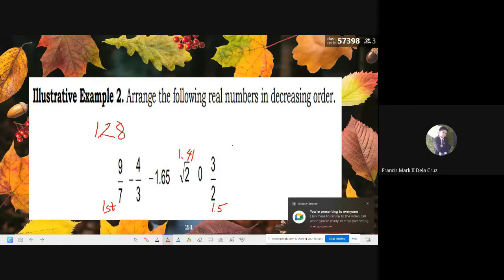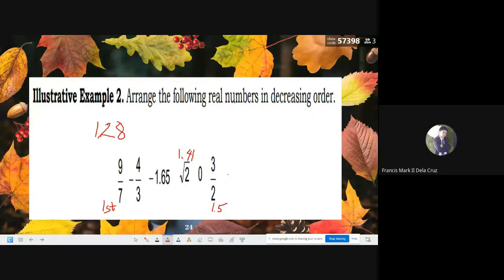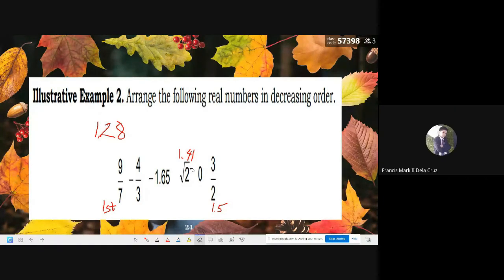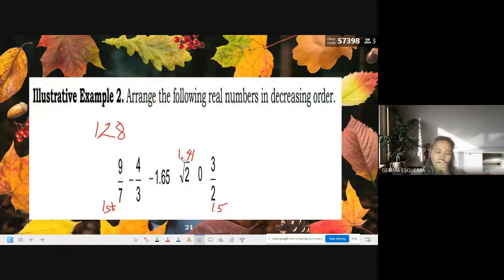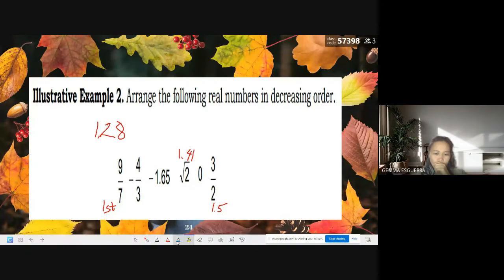Ma'am, pa-explain po yung 0. Yung 0, may 0 po sa gitna, ma'am. Ay, hindi anak. Yung 0 yan ay 0. Automatically, that's 0. Tama? 0 po yan. Yan po talaga yung value niya.